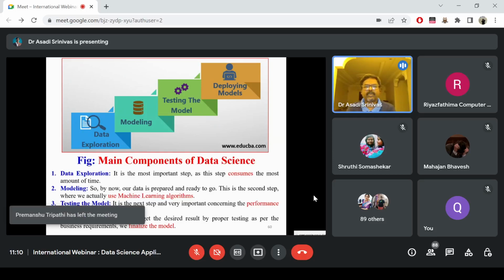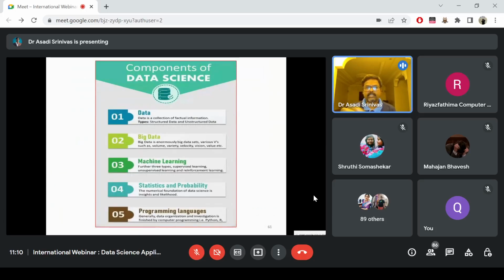Then testing the model. So 75% we use for training the data, 25% we are using for testing. Whether my data is recognizing or not, whether my image is classifying or not. Then finally we are deploying models. So that model is predicting the results. We are deploying this model in Amazon Web Services or MS Azure, etc. So these are the components of data science, 5 major components.